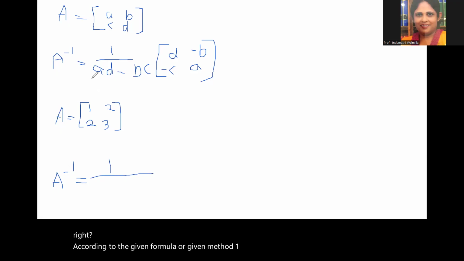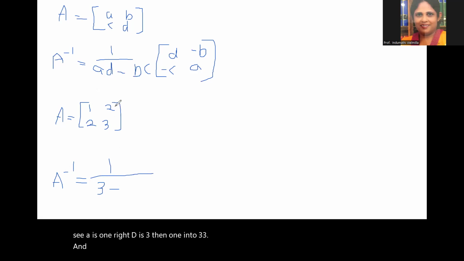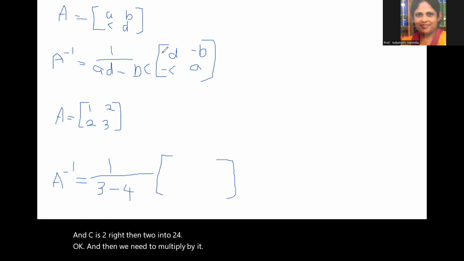Here AD means, you can see A is 1, D is 3. Then 1 into 3, 3. And then minus B into C. In my case, B is 2 and C is 2, then 2 into 2, 4. And then we need to multiply by it after changing this way.